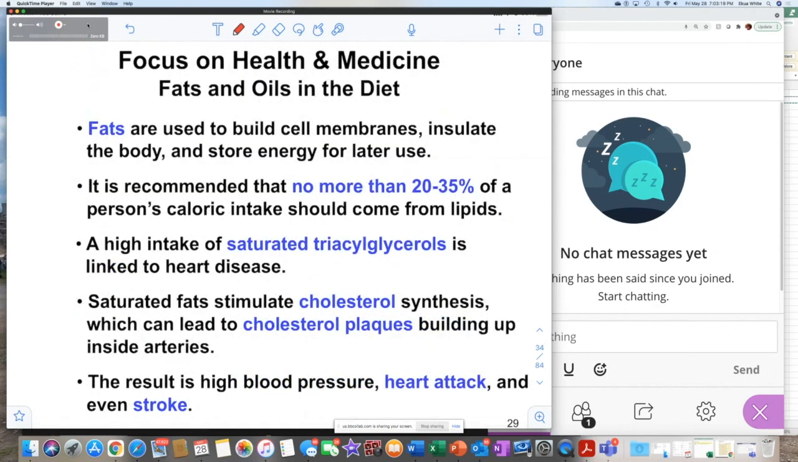We're talking about fats. Fats are used to build cell membranes, insulate the body, store energy for later use. Fats are different from glycogen or glucose because glucose is usually a readily available source of energy. So when I was learning this, I remember thinking about checking account versus savings account. When you want a quick way to access your money, checking account is the best way. There aren't long processes and stuff like that.